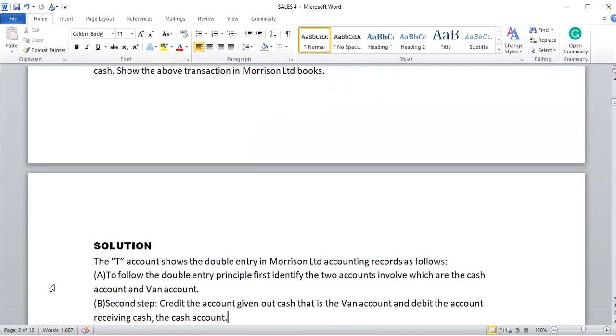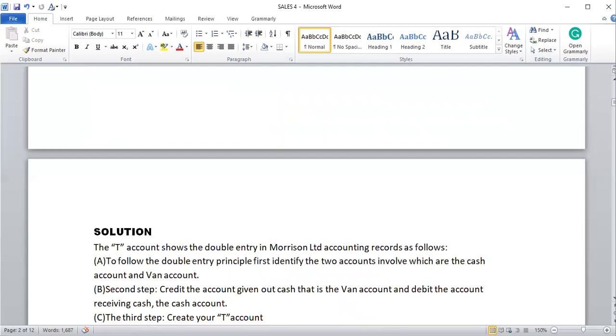So we use the same double entry principle to record this particular transaction. Solution: the T account shows the double entry in Morrison Limited accounting records as follows. A, to follow the double entry principle, first identify the two accounts involved, which are the cash account and the van account. Then the second step, credit the account giving out cash, that is the van account, and debit the account receiving cash, that is the cash account.